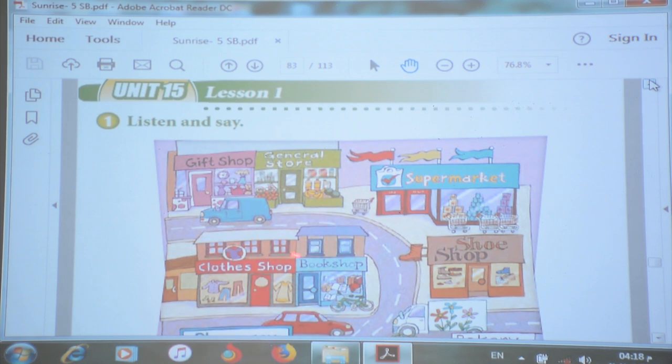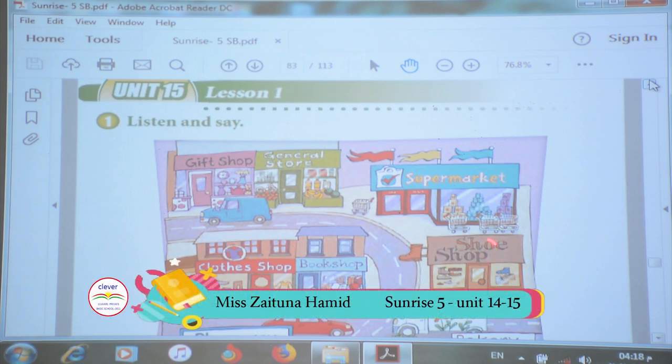What about the bookshop? Bookshop, and reading books is important for us. If you wanted to buy or to read books, you should go to bookshop or library. What about the shoe shop? Look at this picture. It's shoe shop. If you want to buy shoes, you should go to the shoe shop.